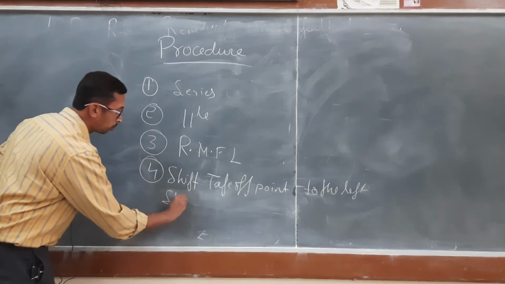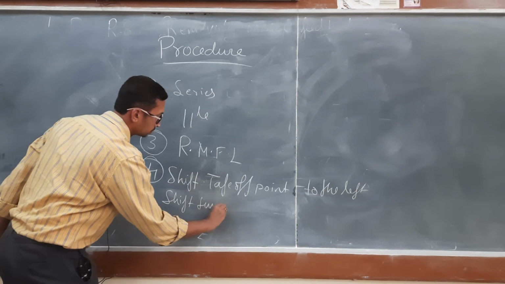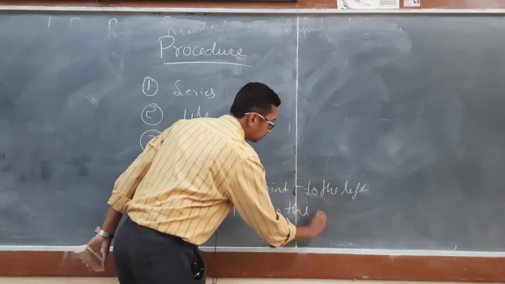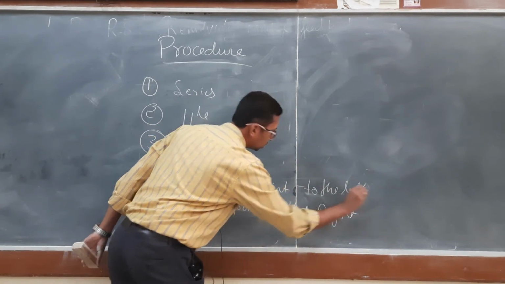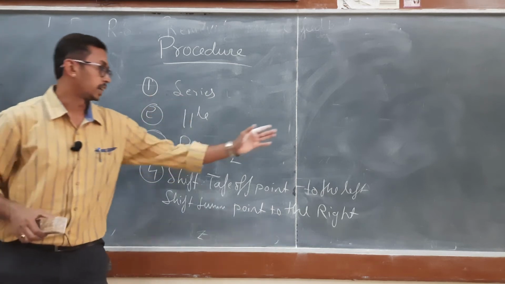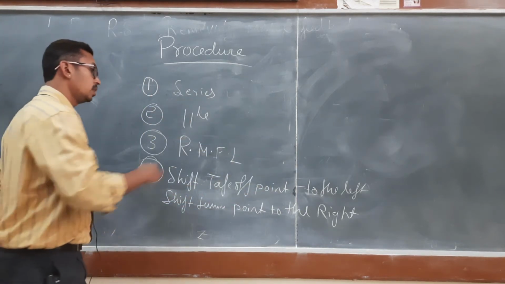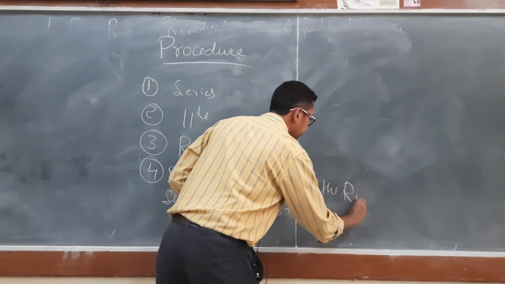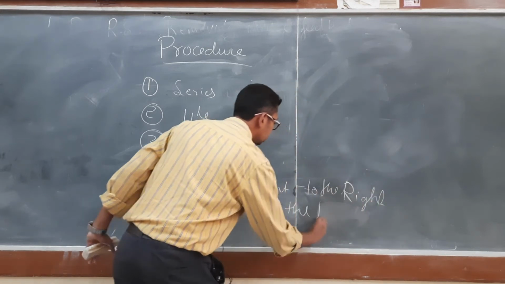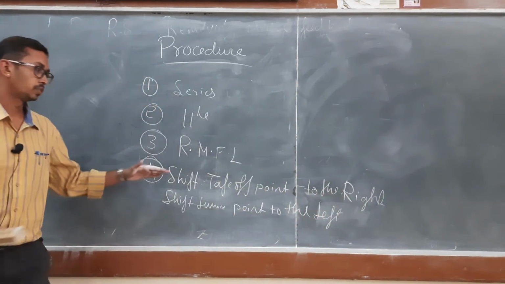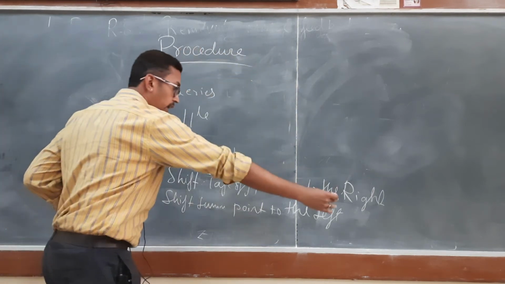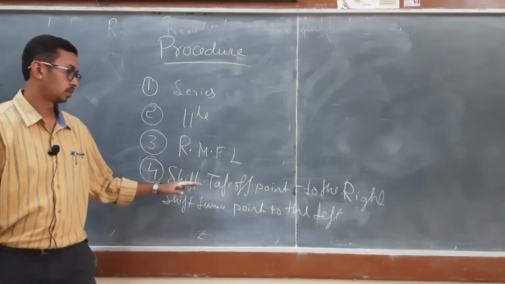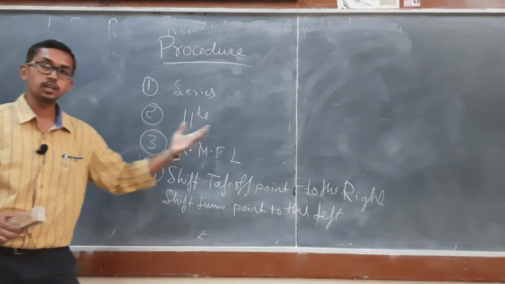And shift the summing point to the right. Shift the takeoff point to the right side. Shift the takeoff point to the left. I'm getting confused. Sorry, this one will be right, and this one will be left. Okay, shift the takeoff point toward the right side, and as much as possible shift the summing point. Takeoff point to the right side, summing point to the left side.